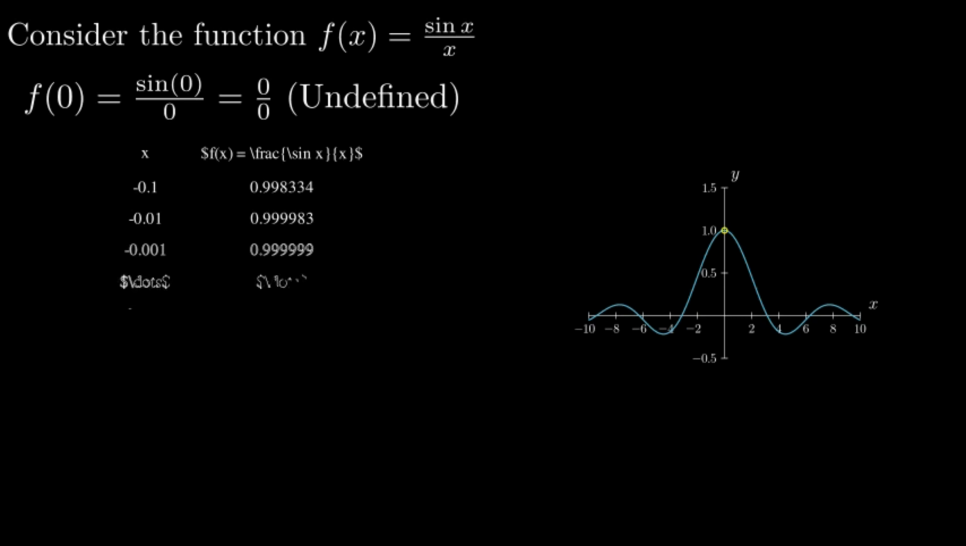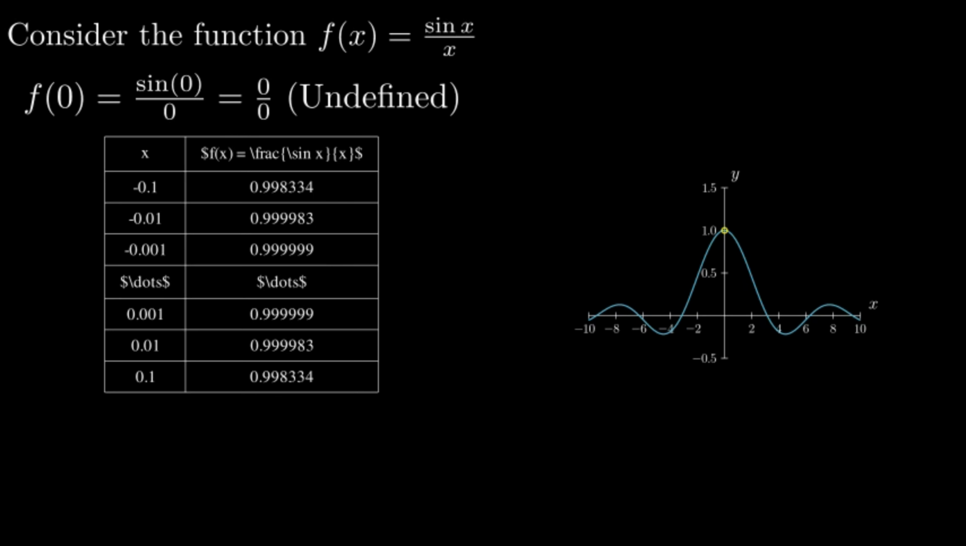Let's take values of x very close to 0 from both the negative and positive sides. At negative 0.1, the function value is about 0.998. At negative 0.01, it's 0.9998, and at negative 0.001, it's extremely close to 1. The same thing happens from the positive side. As x gets closer and closer to 0, the function value gets closer and closer to 1. So even though f of 0 is undefined, the function approaches a clear value.